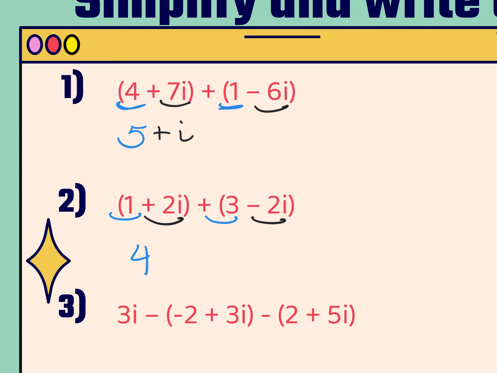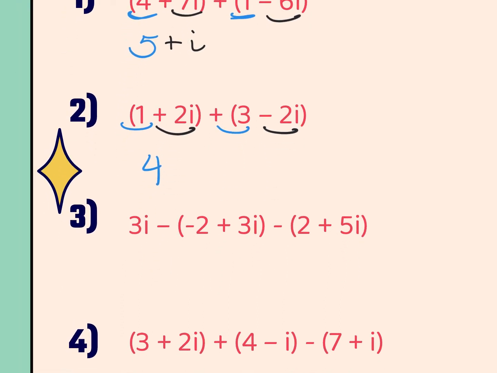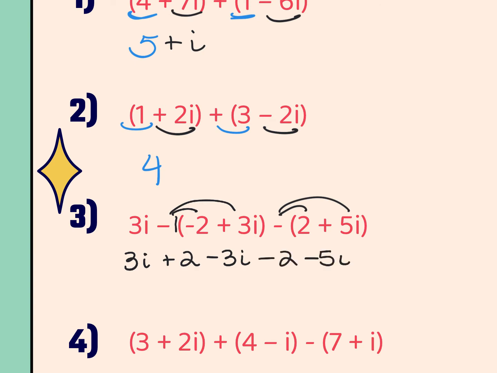The next one, be careful with the subtraction signs. I'm subtracting the whole quantity. So you either need to think of this as being a -1 that you're going to distribute, and then distribute it to both. So let's just rewrite distributing all these subtraction signs. So this will become 3i, and then when I distribute that, I get +2 minus 3i minus 2 minus 5i. All I did was distribute all of the subtraction signs.